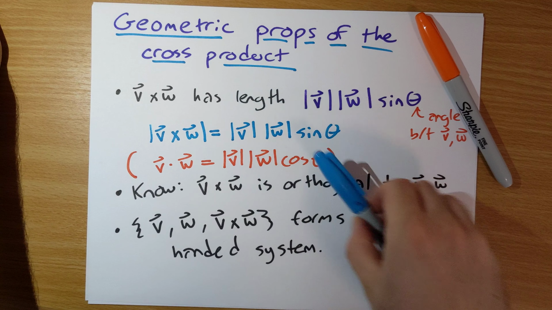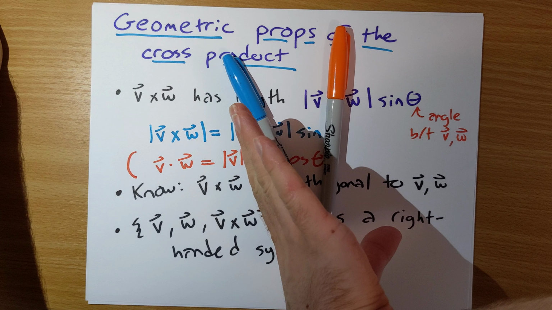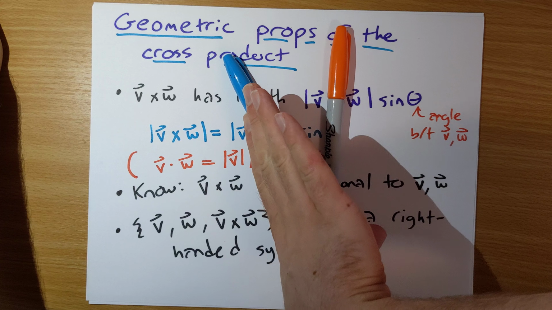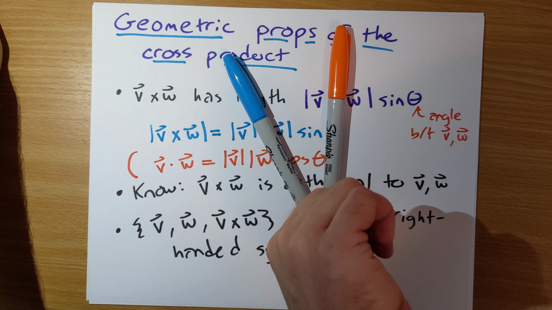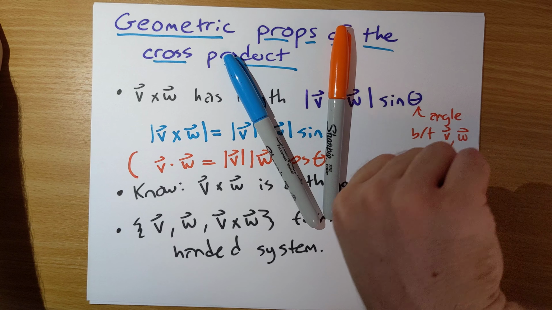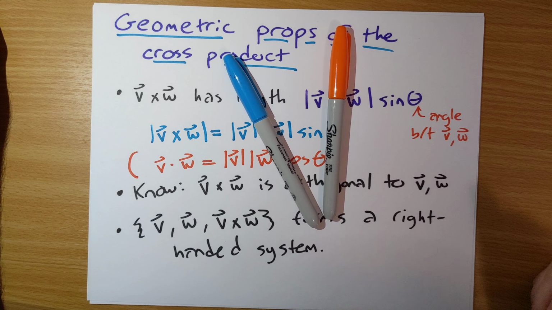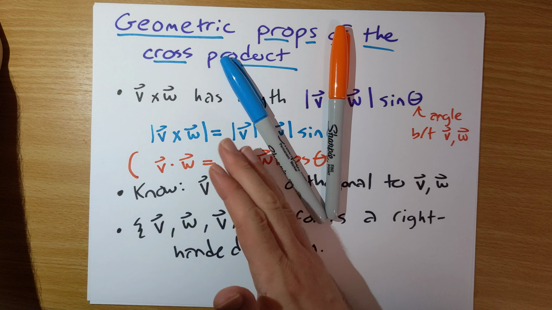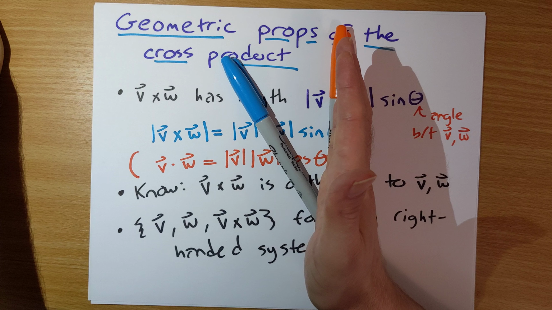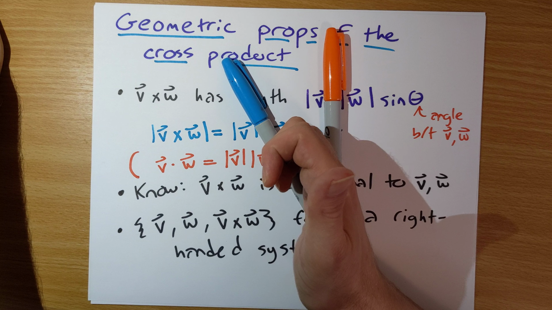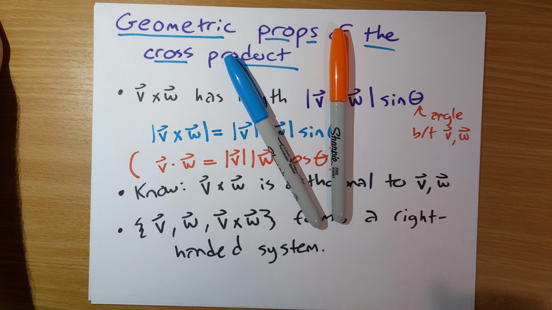So if we have V cross W, point your fingers in the direction of v, curl them towards the vector w here. Which way is my thumb pointing? My thumb is pointing straight down into the page. If instead I did w cross v here, point my fingers in the direction of w, the orange vector, curl them towards v, w cross v is pointing straight up.